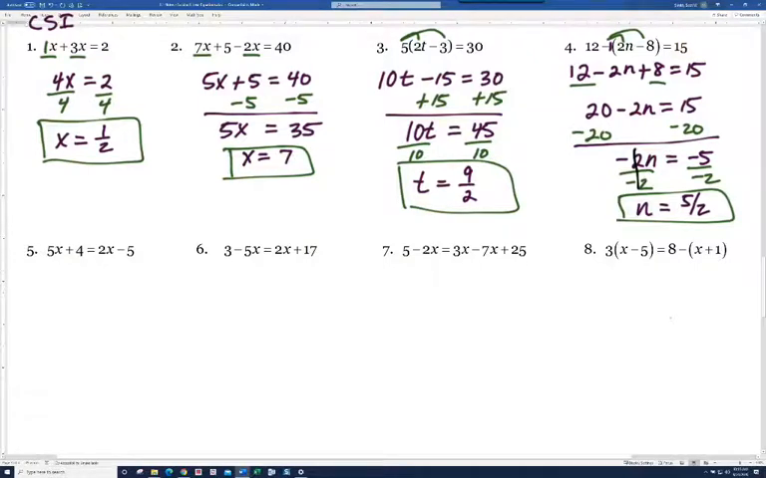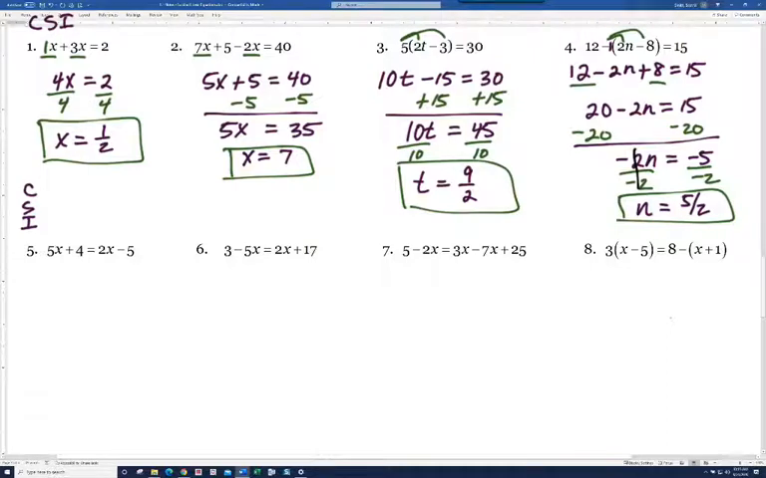Look at number 5 and notice how it's different. All right, so again, if we're using CSI, we don't have any fractions to clear. We can't simplify either side. If you look at the left side, it's 5x plus 4. Those can't be combined. They're not like terms. And if you look at the right side, 2x minus 5, same thing. There's nothing I can simplify there. And so what are we going to do? Well, we go to the next letter.